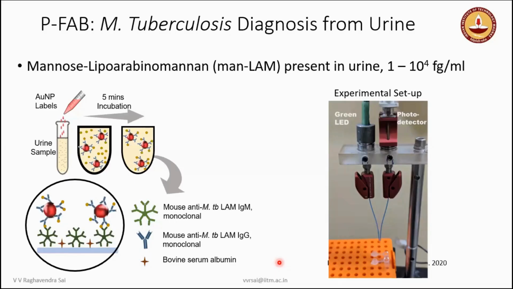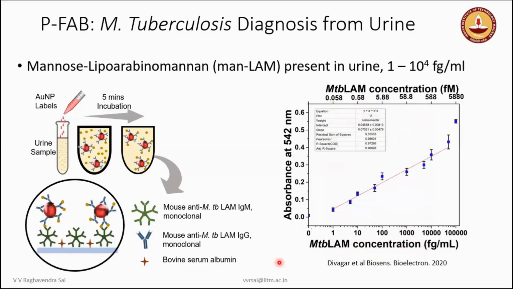So LAM is present in the urine of TB-infected patients, active TB-infected patients, between 1 to 10,000 femtogram per ml. And we did the same assay where we took simulated urine here. We didn't have permission to use actual urine samples. So we spiked the simulated urine with LAM at known concentrations, and then realized the assay. So this is the dose response.